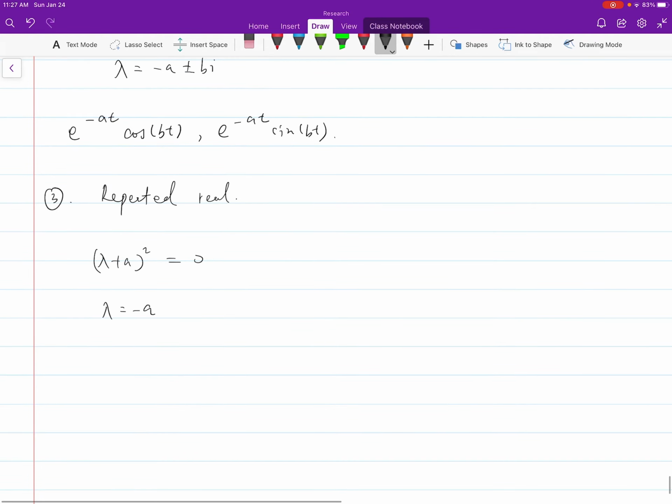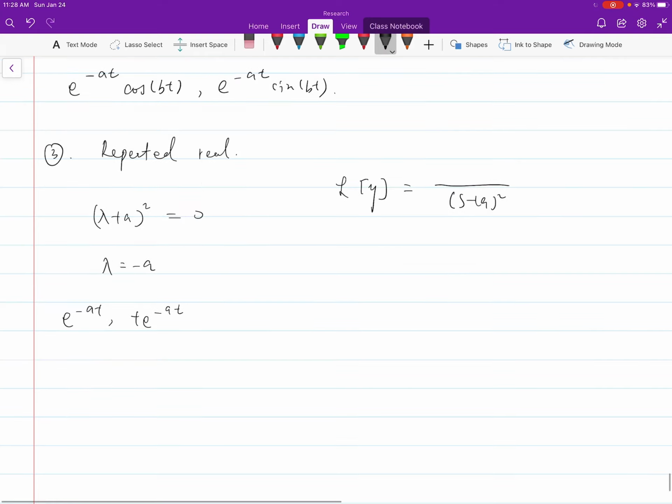Okay, then lambda equals negative a for twice. You are going to have e to the negative at and t e to the negative at. Okay, what about the Laplace transform? Then you are going to get Ly equals (lambda plus a) over (s plus a) squared. And you can split it into a over s plus a plus b over (s plus a) squared.